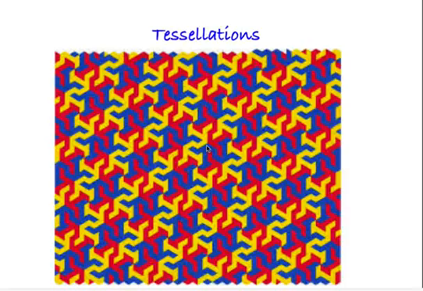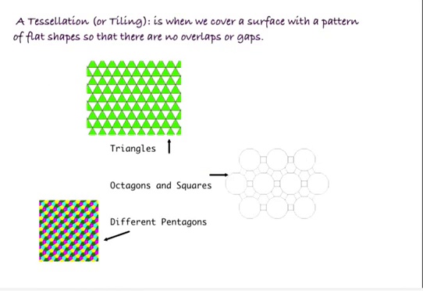Today we're going to talk about tessellations. You might remember tessellations from last year or another class. Basically, a tessellation is a pattern, and here is a really interesting tessellation. It shows a repeating pattern across the paper. But let's look at the definition of tessellations.